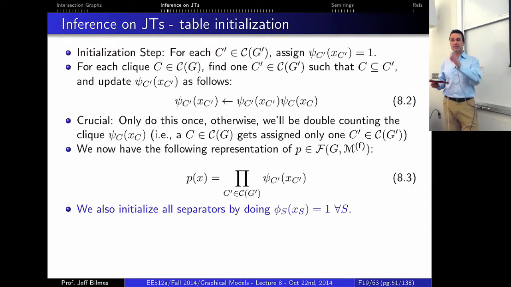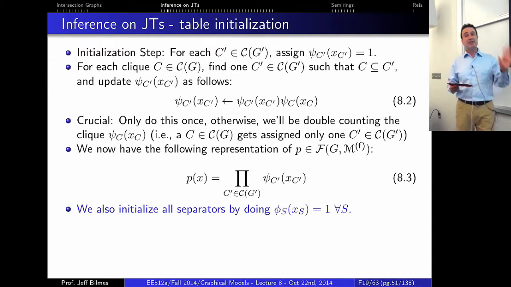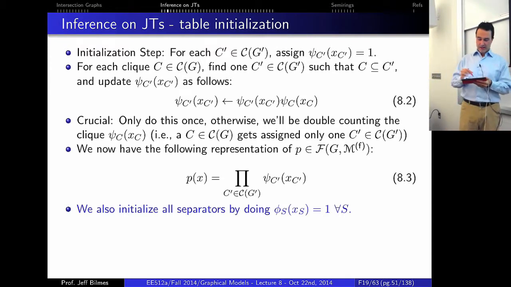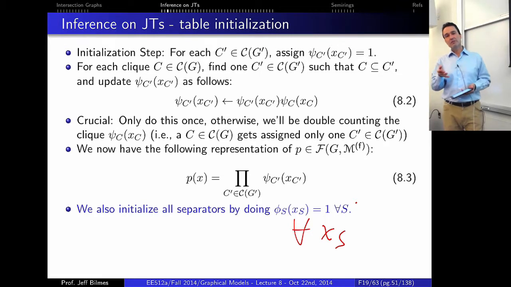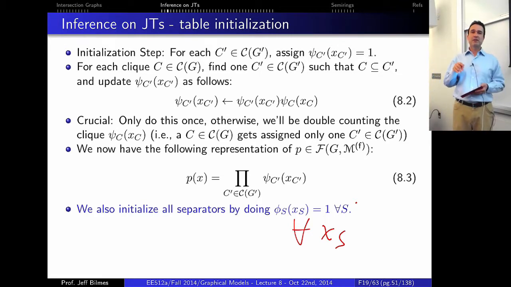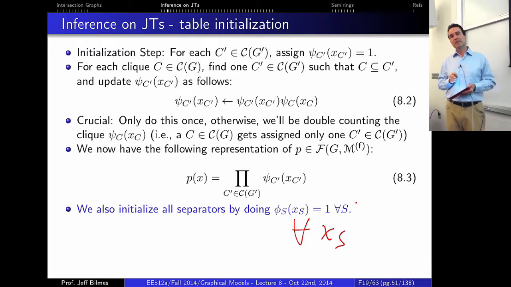The other thing we do is we initialize the separators to be identically equal to 1, for all s and for all x of s. Yep. Question? So what happened to the normalization factors? Remember, let's say it's a Markov random field and there's a 1 over z. We talked very early on in the class that z is just a constant, right? We can just stick z inside of one of the factors.